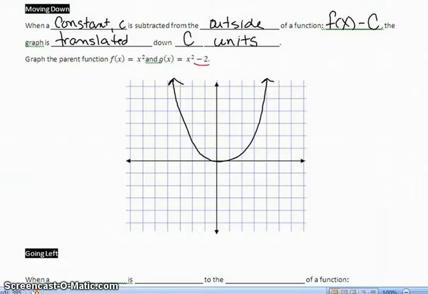And once again, my constant is subtracted outside the function. It's not with that x squared. That tells me my origin moves down 2 units, but my general shape of that parabola stays the same. So here I have x squared minus 2 as my red line, and x squared is my black line. So added to the outside of the function, it moves up that many units. Subtracted from the outside, it moves down that many units.